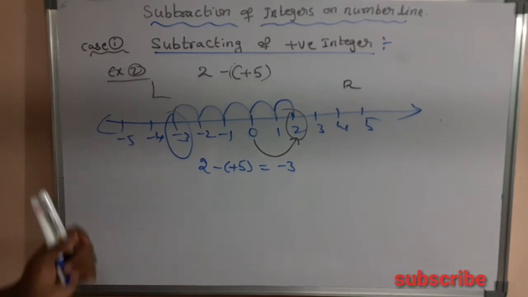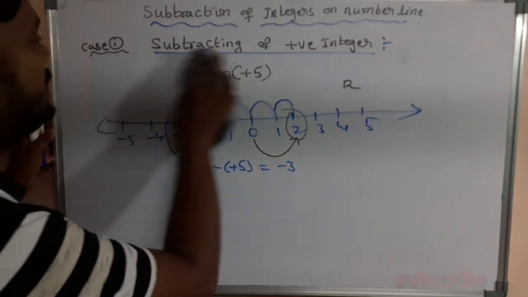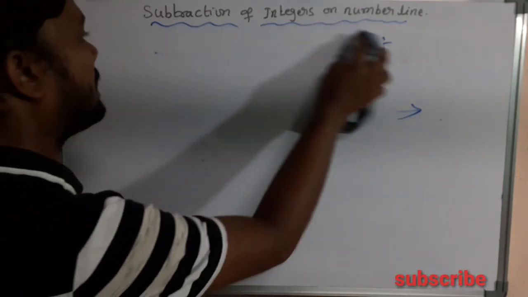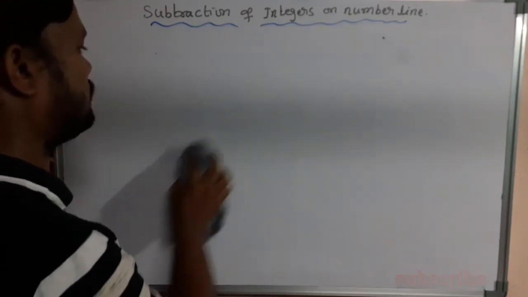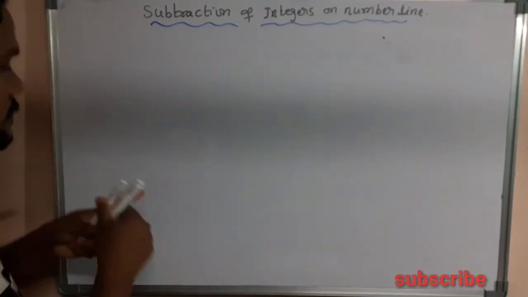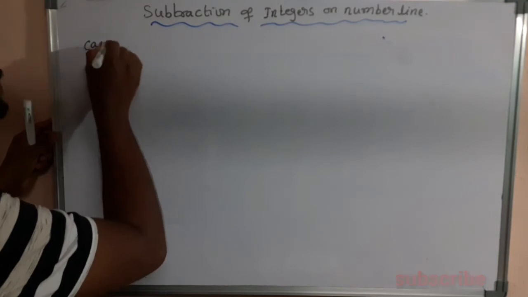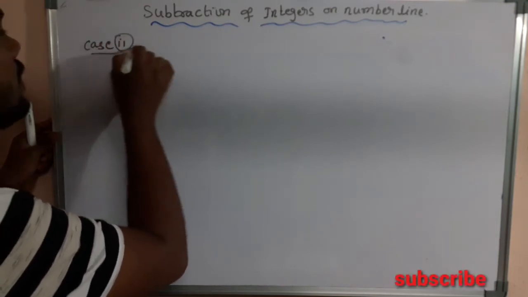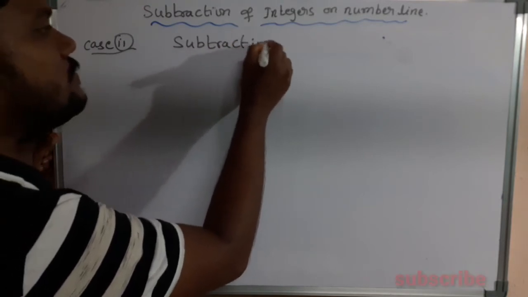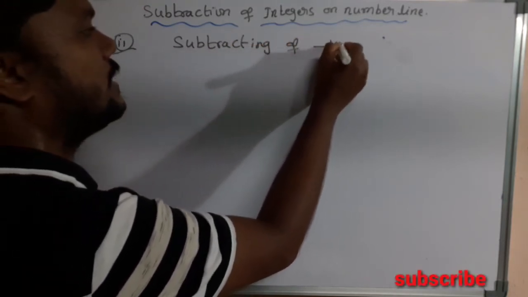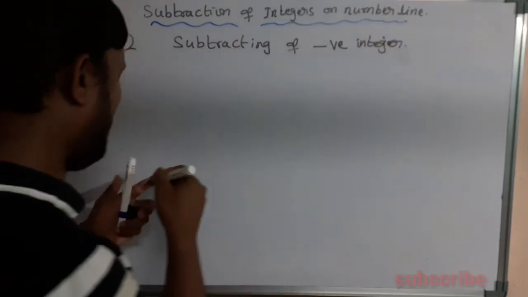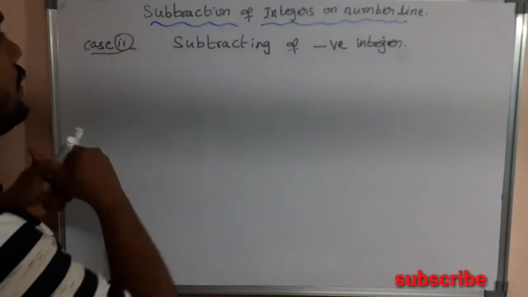Now let us see case 2. In case 2, we need to subtract a negative integer. Subtracting a negative integer. We need to subtract the negative integer.